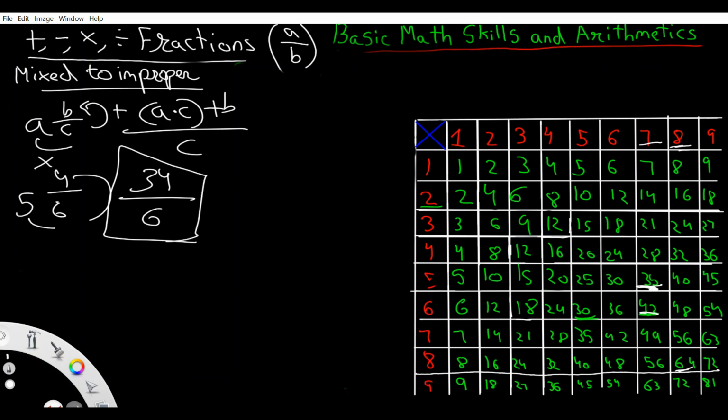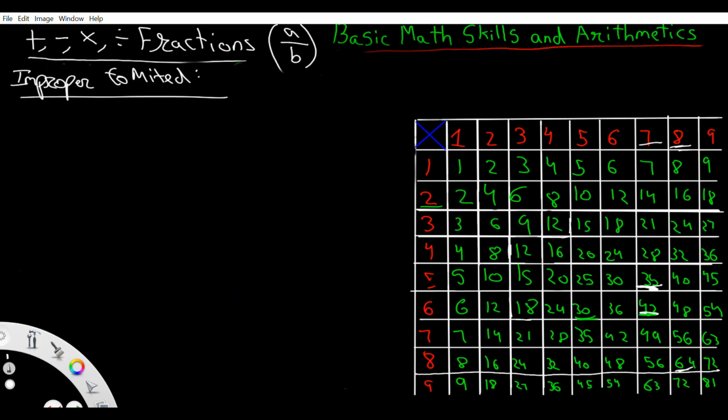Let's look at another example. 6 and 2 over 4. So first you do 6 times 4, which is 24, and then you add the 2, which is 26 over 4. Again, improper. Now, how to do improper to mixed fractions? To convert an improper fraction into a mixed fraction, what you need to do is divide.